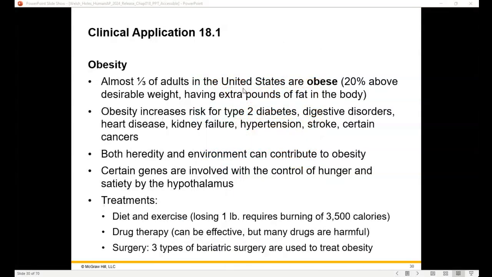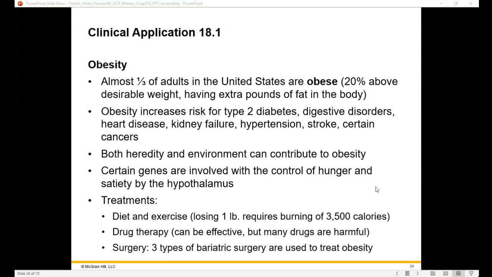Okay, clinical applications, obesity. Almost 1/3 of adults in the United States are obese, 20% above desirable weight, having extra pounds of fat in the body. Obesity increases risk for type 2 diabetes, digestive disorders, heart disease, kidney failure, hypertension, stroke, and certain cancers. Both heredity and environment can contribute to obesity. Certain genes are involved with the control of hunger and satiety by the hypothalamus.